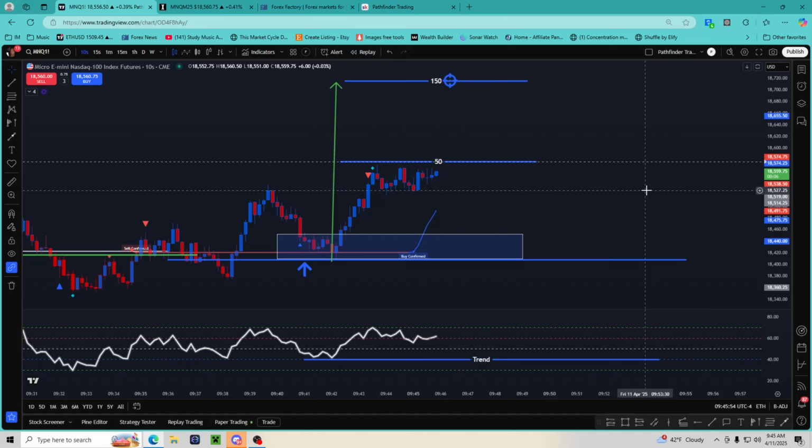Basis is rising and the market is rising currently, so this is good. There we go. There's the first target hit. That's the 50. That's good. We're going for the 150. We're going to see if we can finish on a home run today.